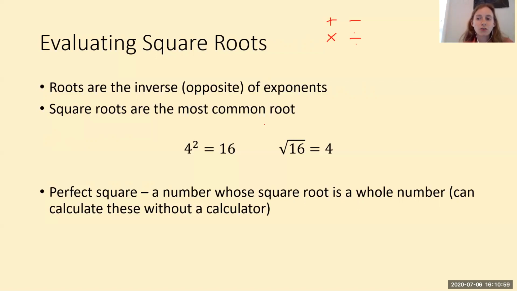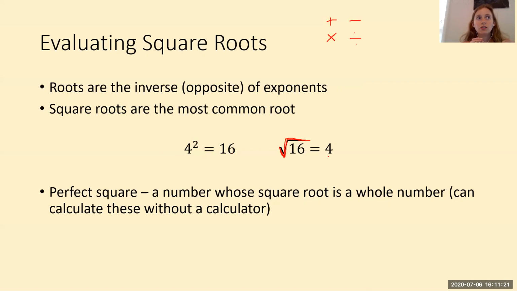So we're going to focus on square roots. Like I said, a square root is the opposite of squaring something. So if we start with this example here, 4 squared is equal to 16. That means that the square root, so that's what this symbol here means, it means the square root of 16 is 4.